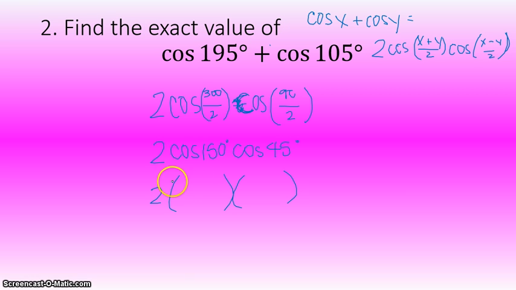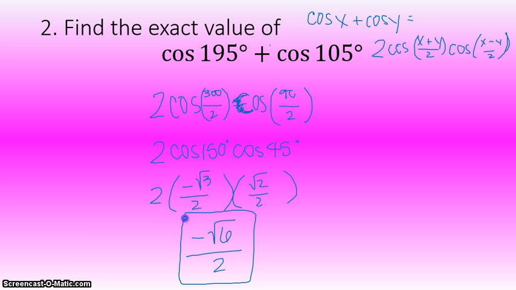Cosine of 150 degrees is negative radical 3 over 2. Cosine of 45 degrees is radical 2 over 2. So when I multiply these, I end up with negative radical 6 over 2. You could type this into your calculator, get that decimal. Type this into your calculator, cosine of 195 degrees plus cosine of 105 degrees, and get that decimal, and they should be the same. Do make sure your calculator's in degree mode for this problem.